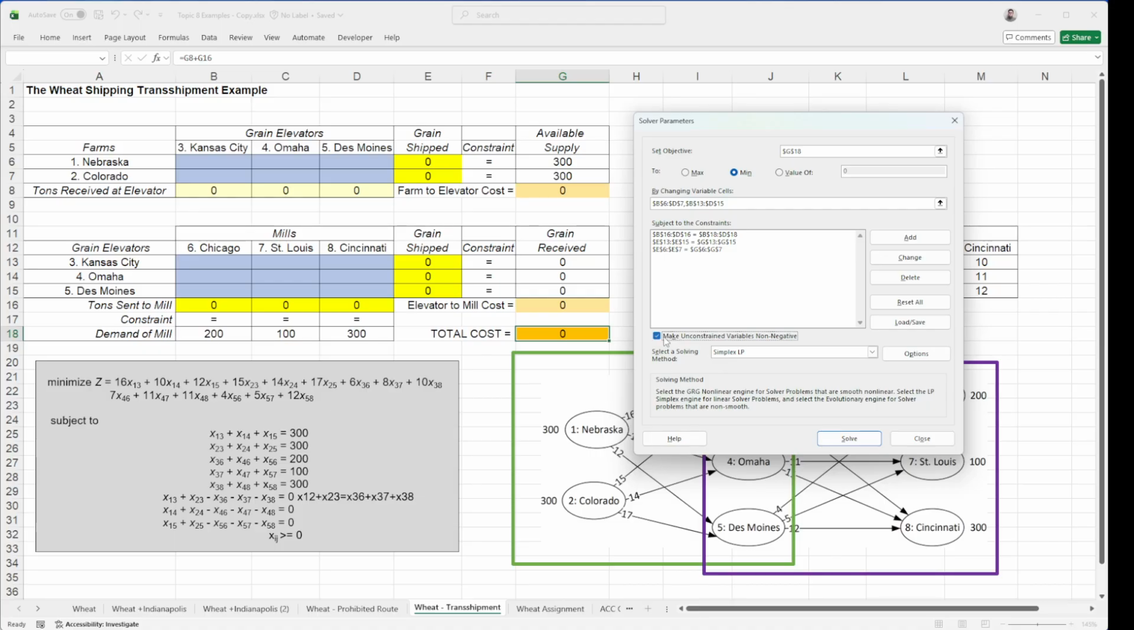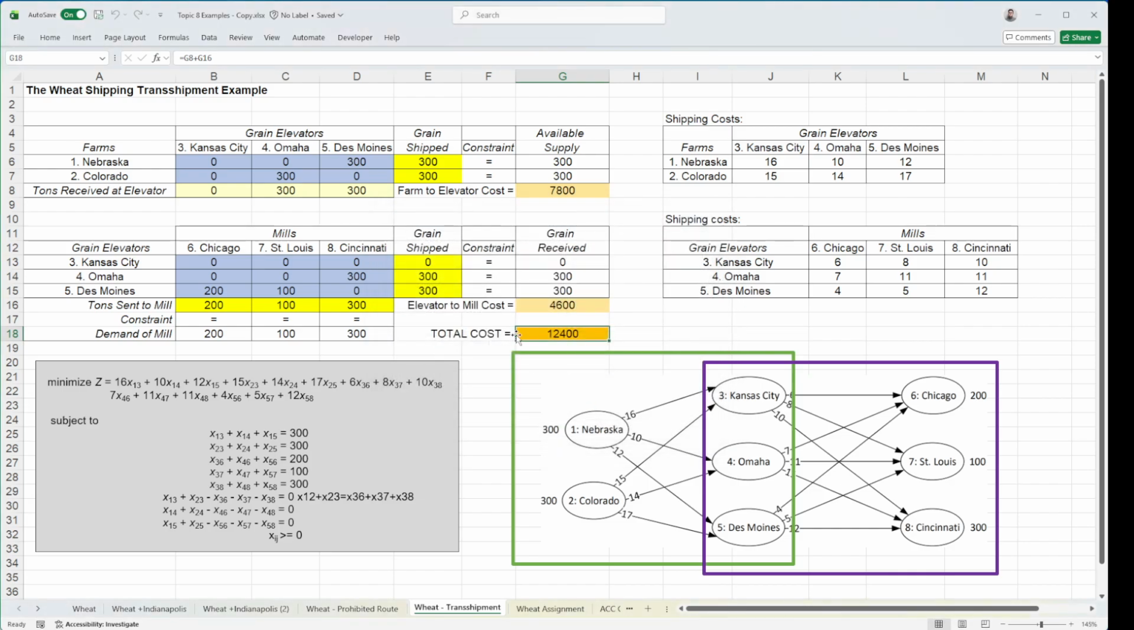We check this box to make sure that we have non-negative results. Use simplex LP as the method, and we click on solve. Let's keep the optimal solution. So the total minimum shipping cost would be 12,400, and these are the amounts shipped from the farms to the elevators, and from the elevators to the flour mills.